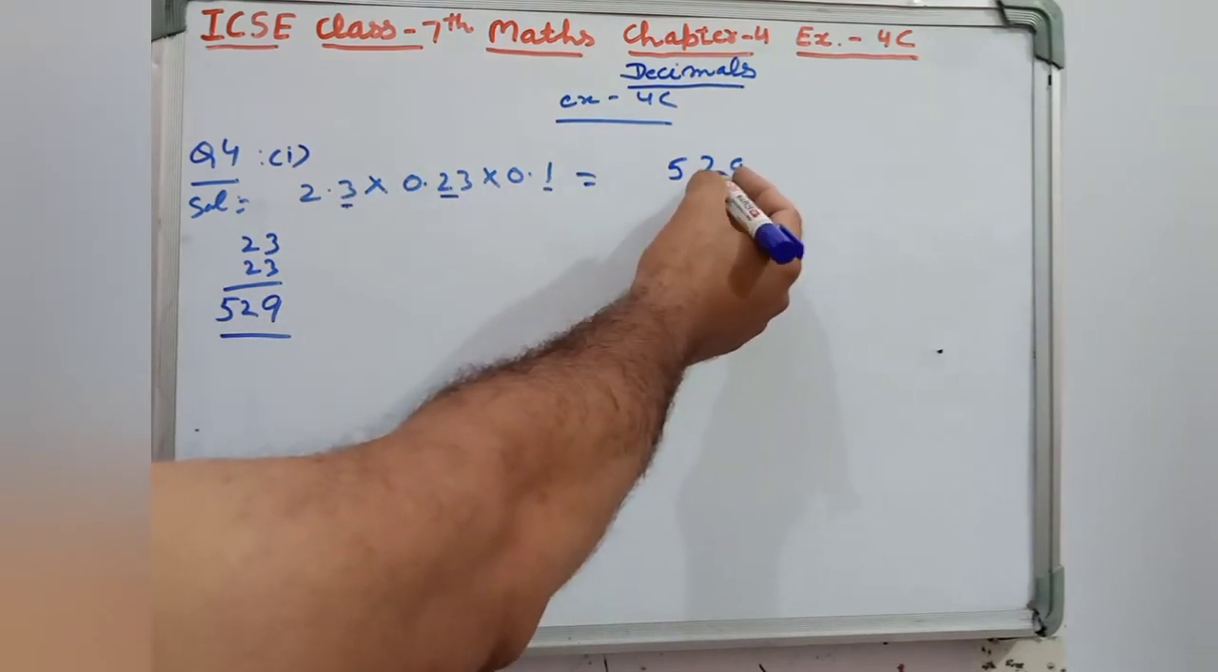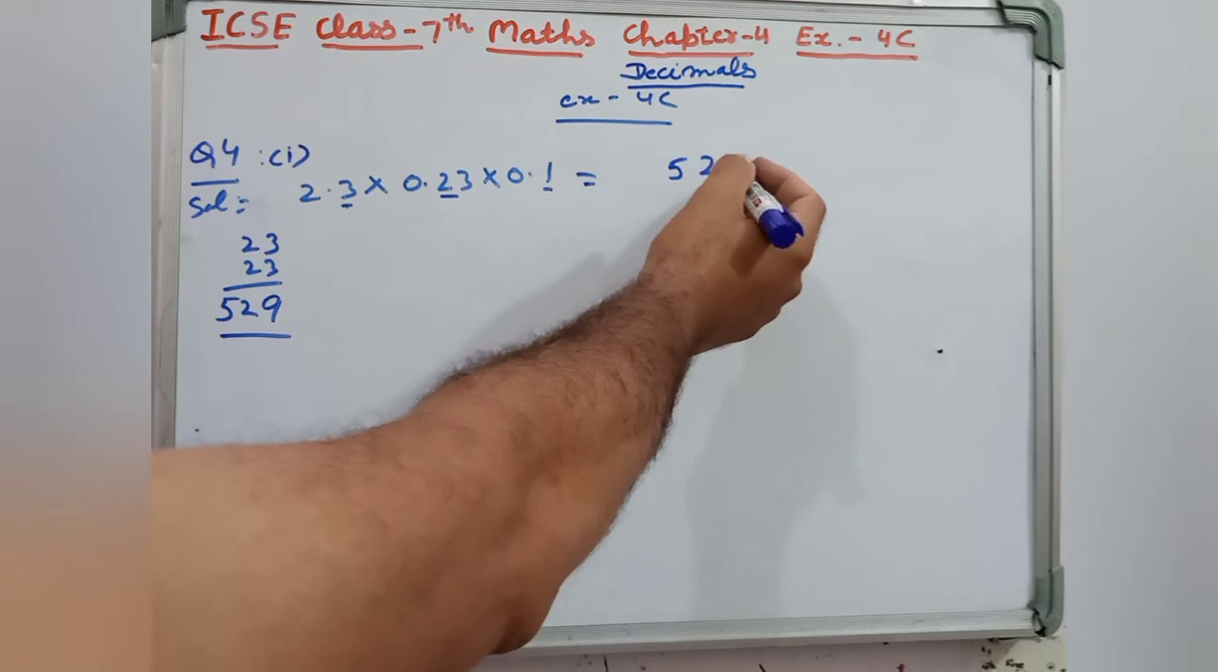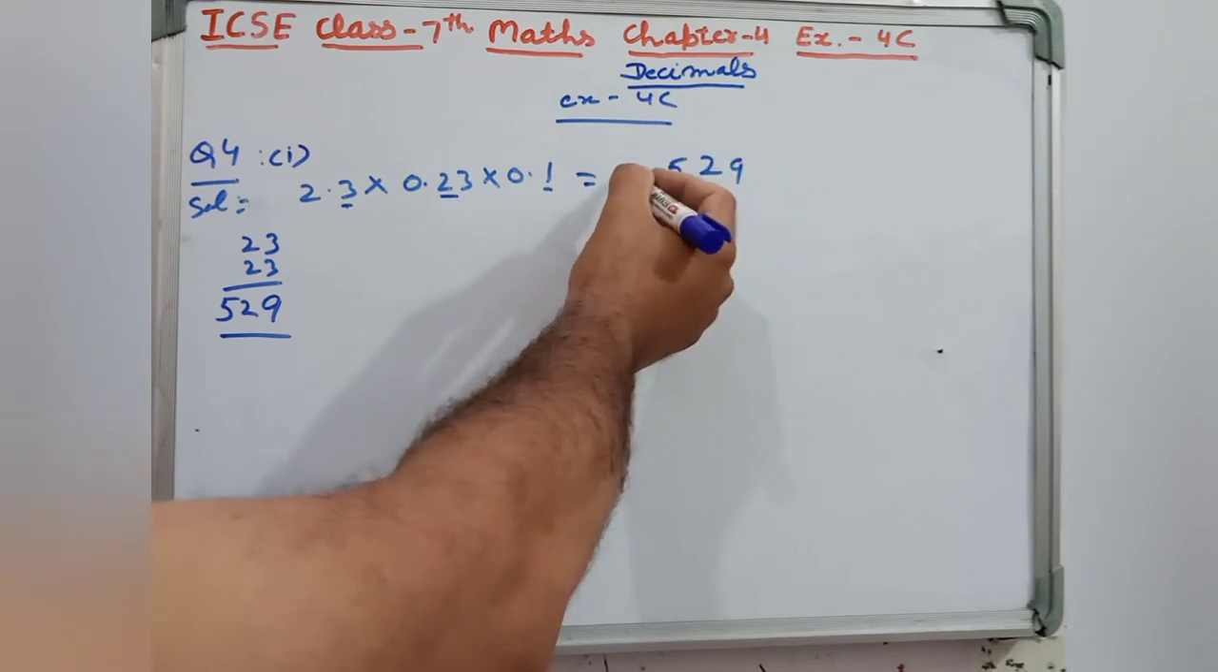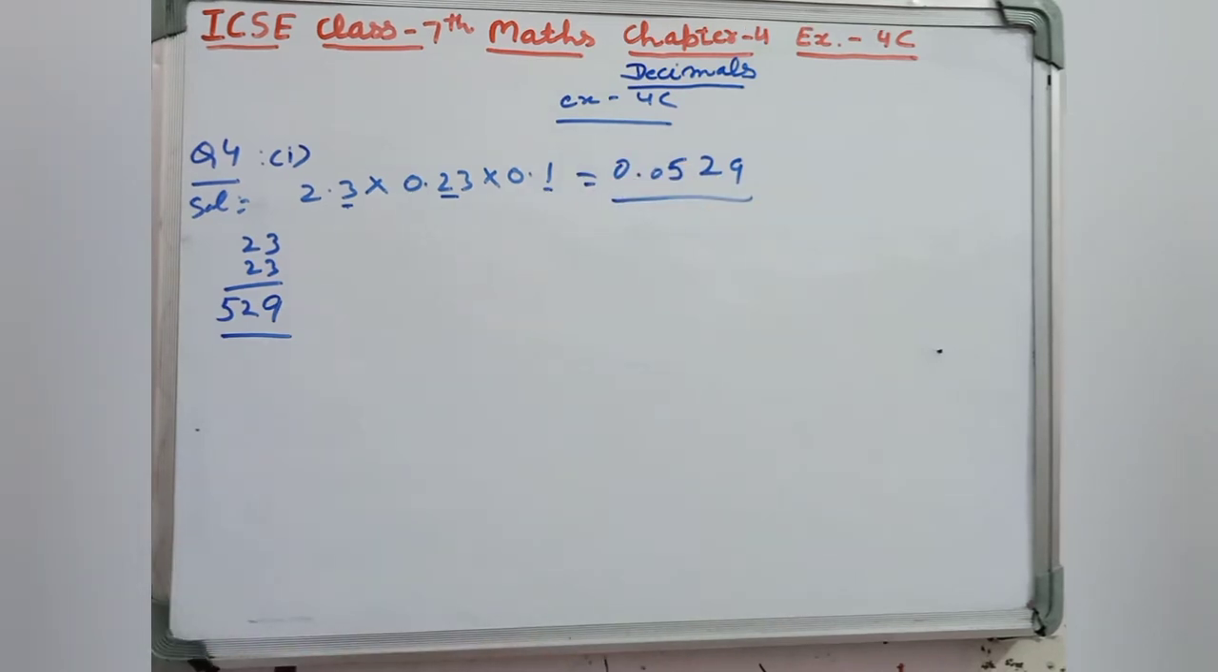But in our answer there are 3 digits. We will make them 4 by putting 0 here, as I have done earlier. 0.0529 is our answer. Right.